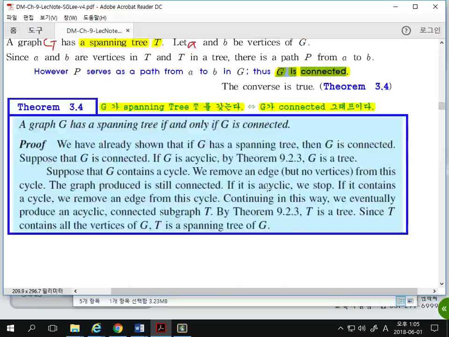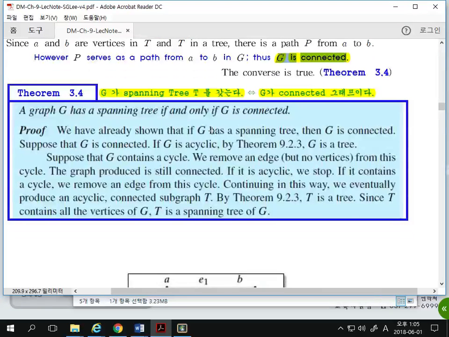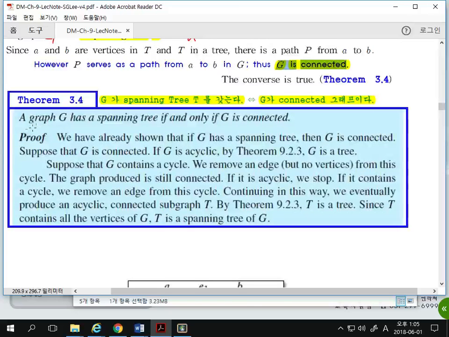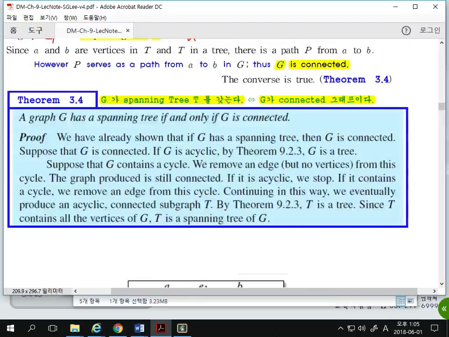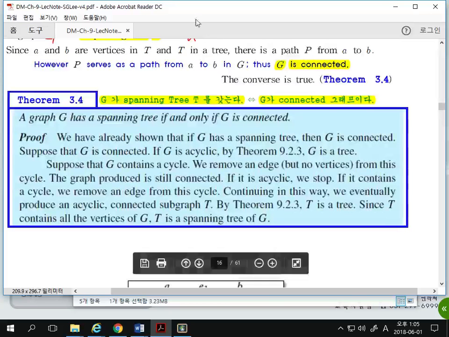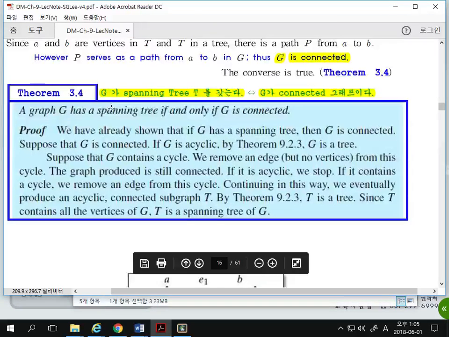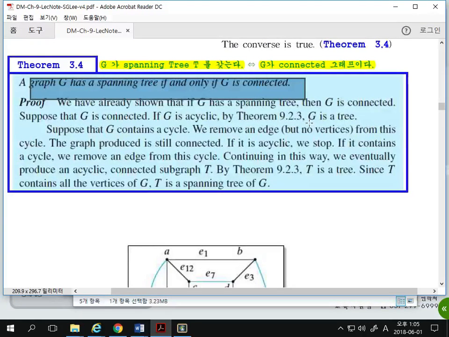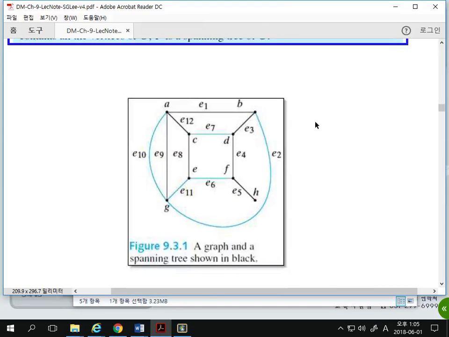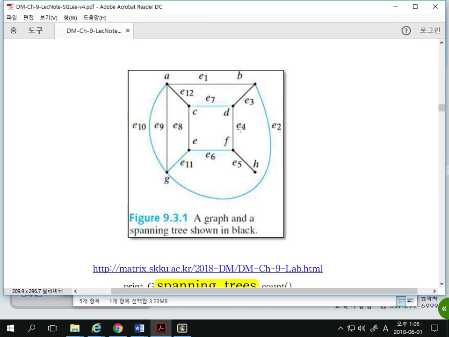So having a spanning tree is an important property. The following theorem shows that G has a spanning tree if and only if G is connected. So if it's connected, then it has a spanning tree. If it has a spanning tree, then it is connected. This is a very important property of a connected graph. This is the graph that you see.